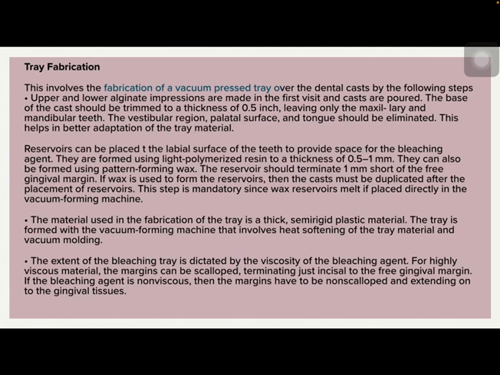Reservoirs such as light polymerized resin of 0.5 to 1 mm can be placed to increase the space in the tray for the placement of the bleaching gel. The material used in the fabrication of the tray is a thick semi-rigid plastic material. The extent of the bleaching tray is determined by the viscosity of the bleaching agent.